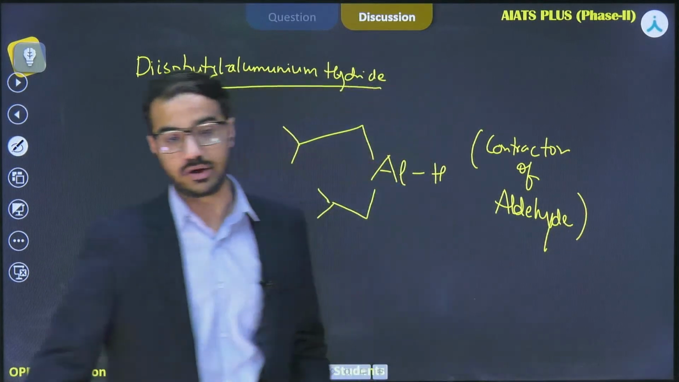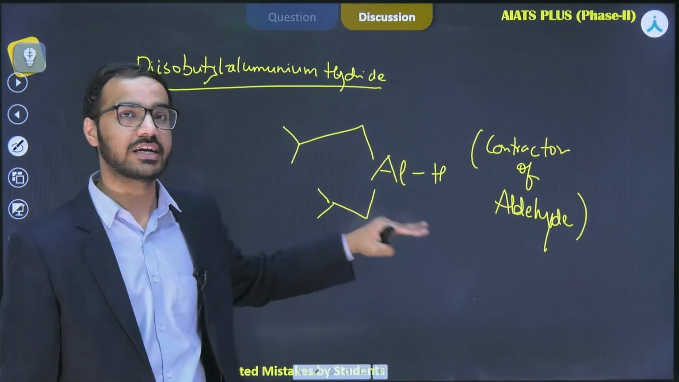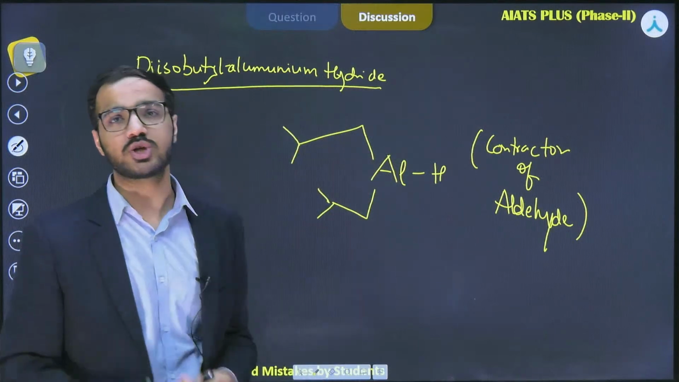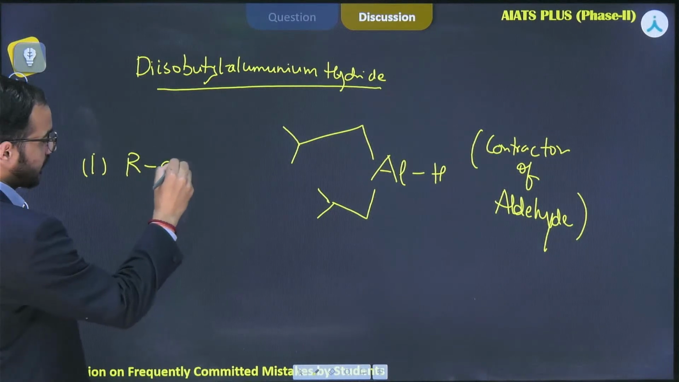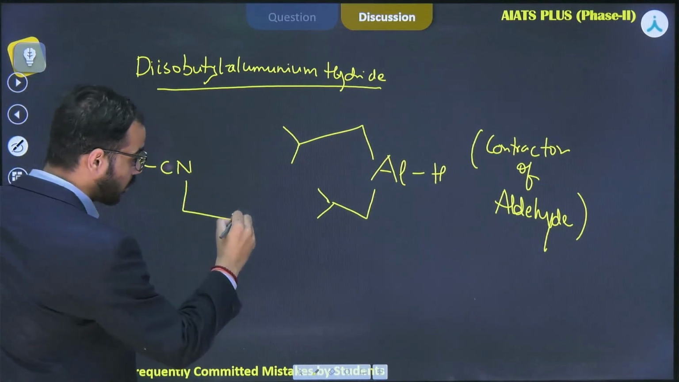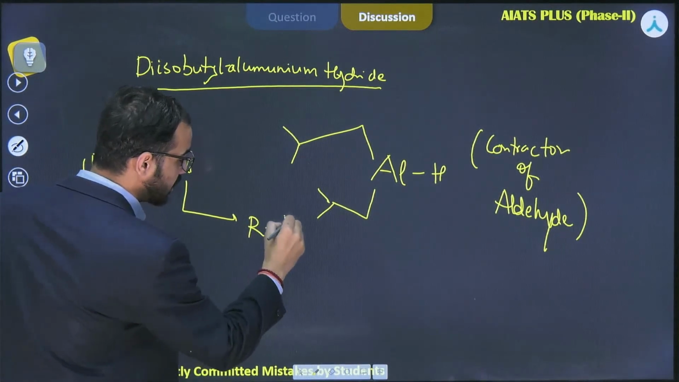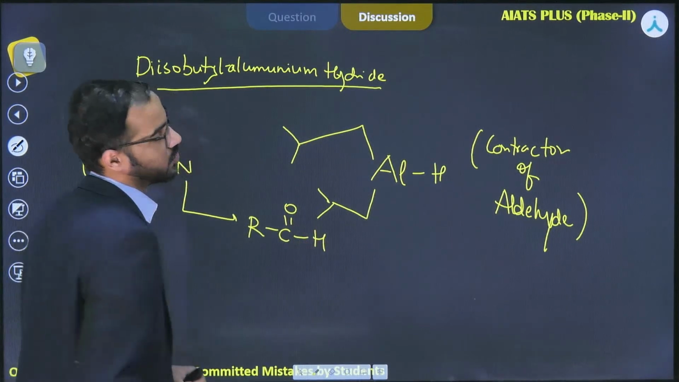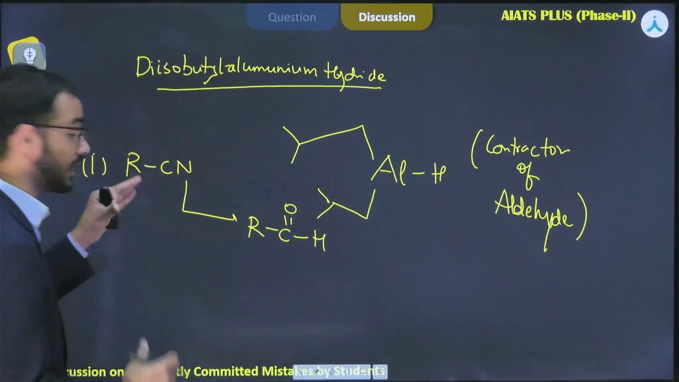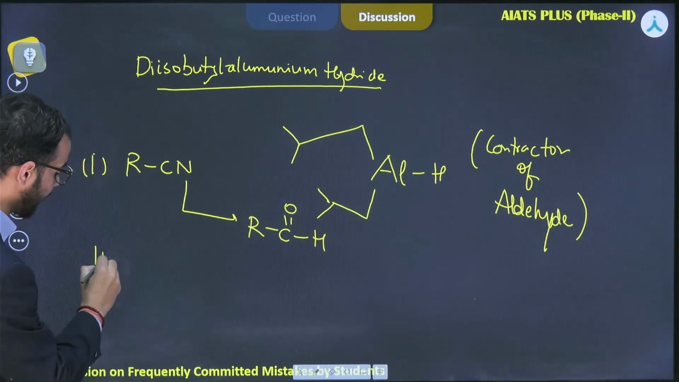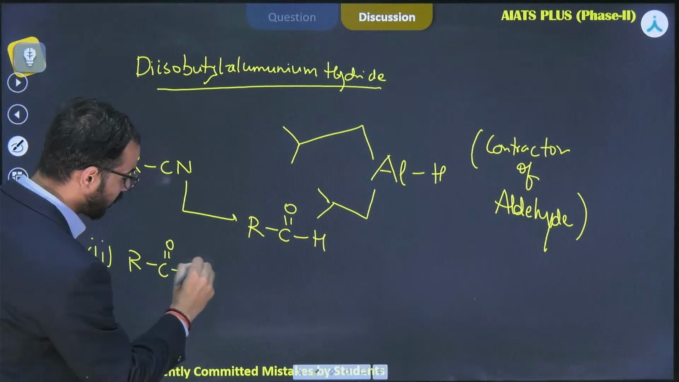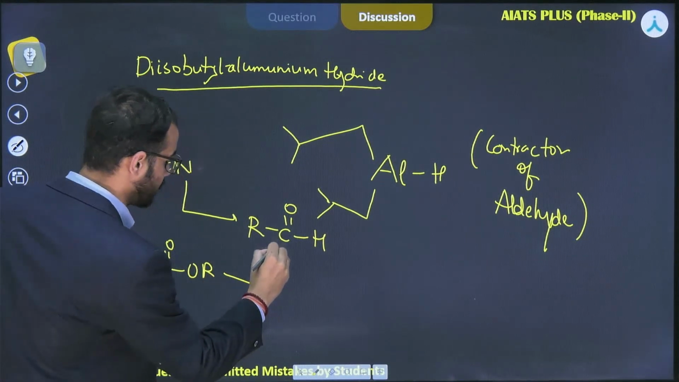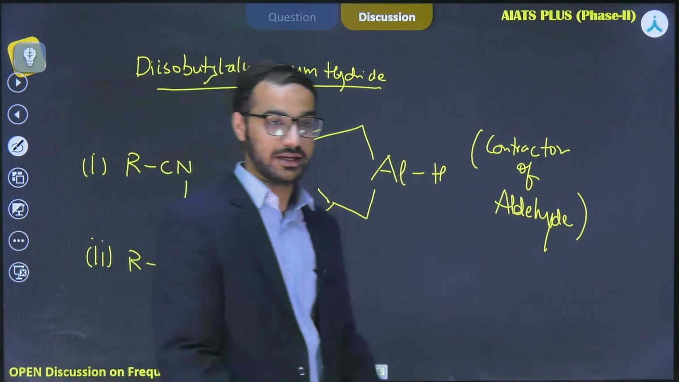This is the reduction to aldehyde. So what can it show? DIBAL-H on reaction with RCN will convert it to RCH=O. And as another example, if you are taking an ester group, RC(=O)OR, on reacting with DIBAL-H, you will again get an aldehyde.